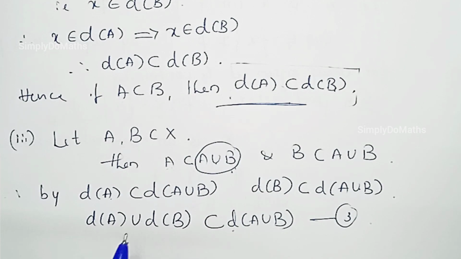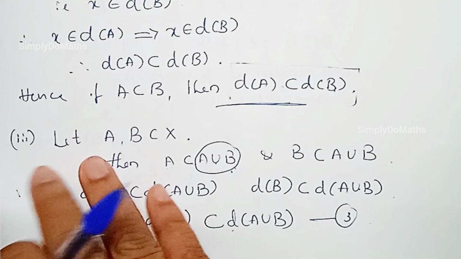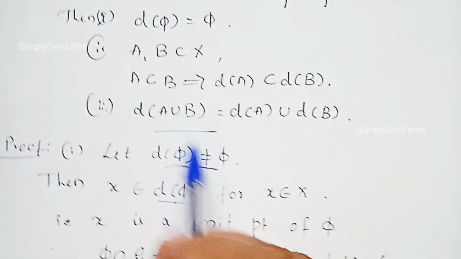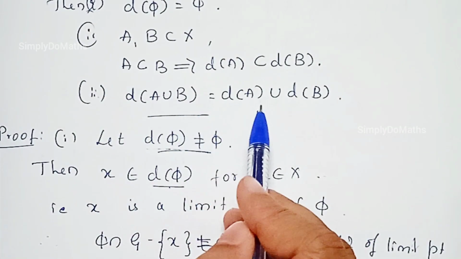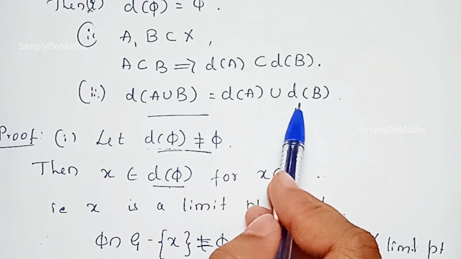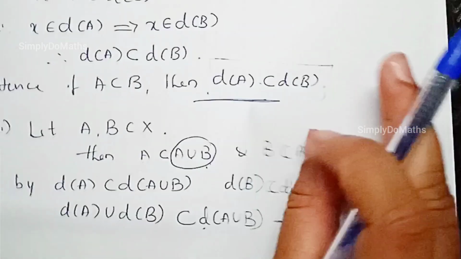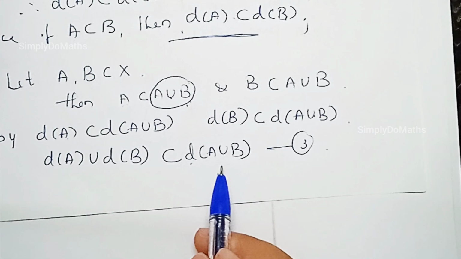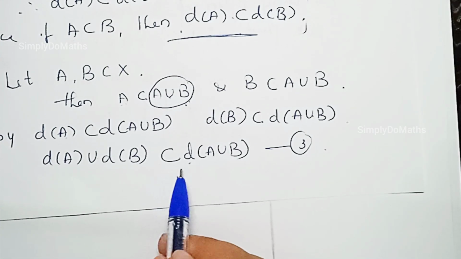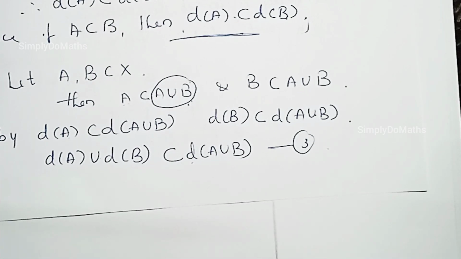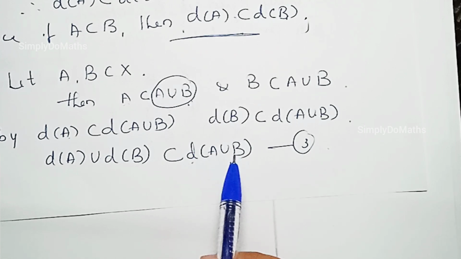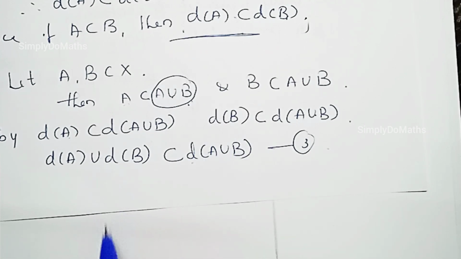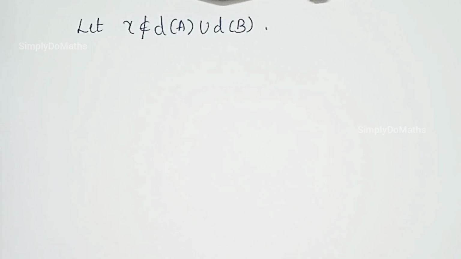Now see here, we need to prove the derived set of A union B equals the derived set of A union the derived set of B. We got the derived set of A union the derived set of B is a subset of the derived set of A union B. Now we need equality, which implies we need to prove the derived set of A union B is a subset of the derived set of A union the derived set of B. That is the reverse condition. Let's prove this by the reverse condition.